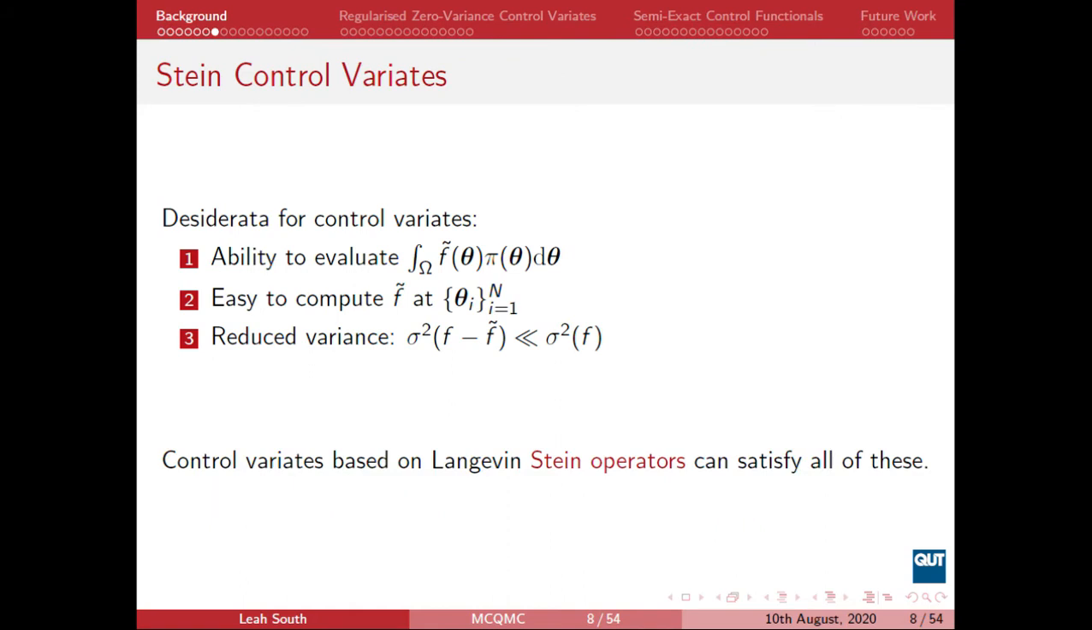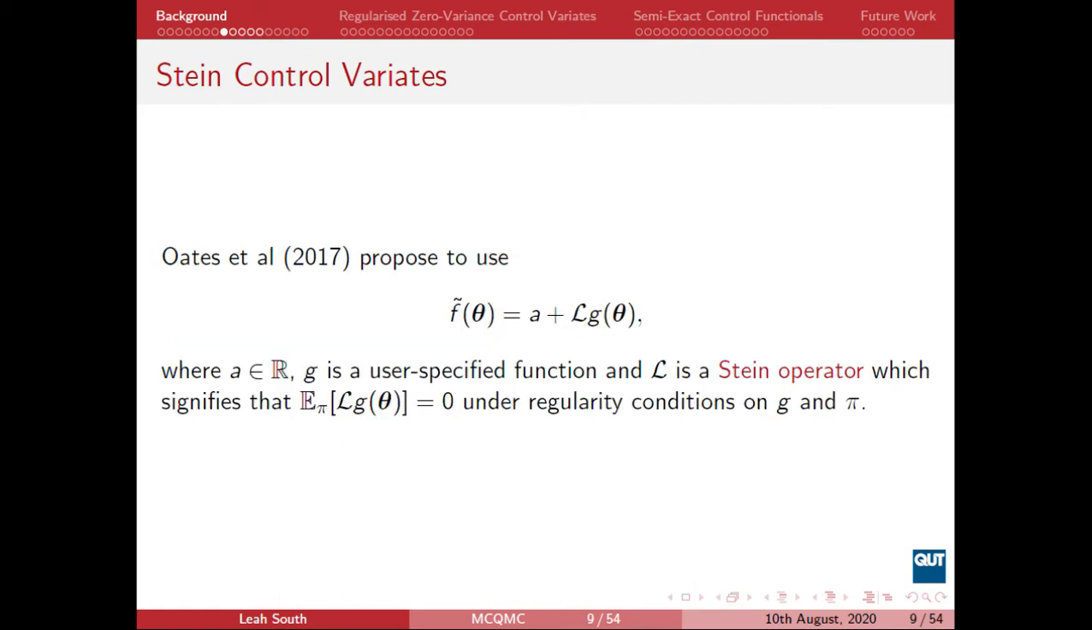It turns out actually that there are some control variates that are available in general when you've got your samples and your gradients of the log target. And those control variates are based on Langevin Stein operators. Chris Oates and others were the first ones to realize this general framework for developing control variates based on the gradients of the log target. What they do is they choose their function f tilde to be a constant plus this Stein operator applied to a function g, which you have the freedom to choose.